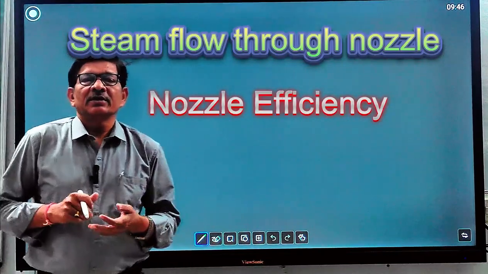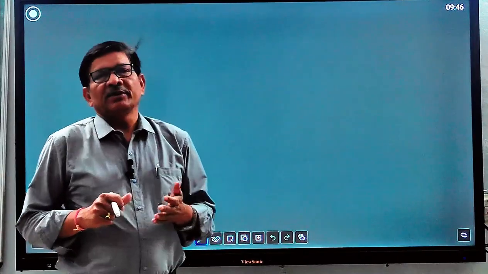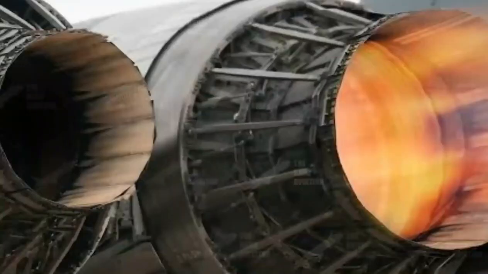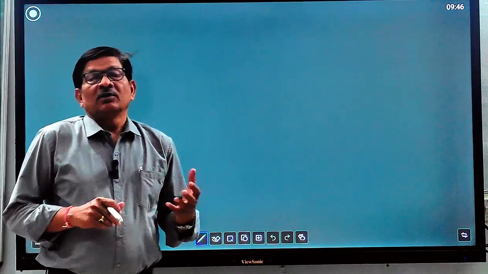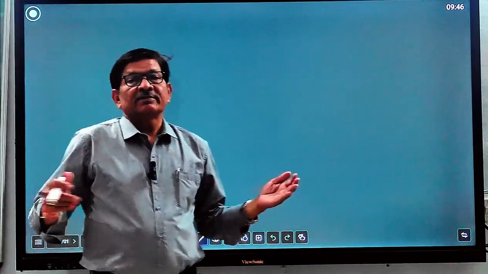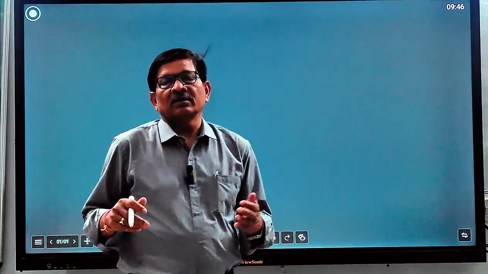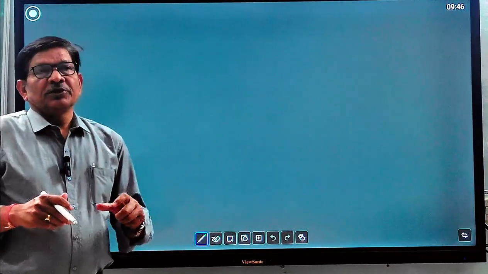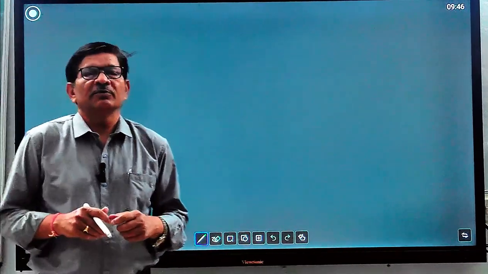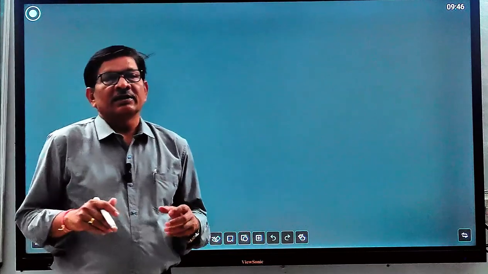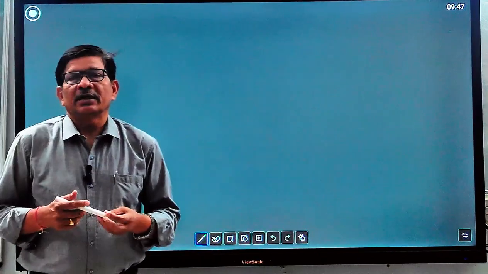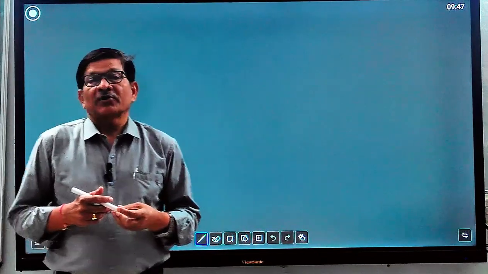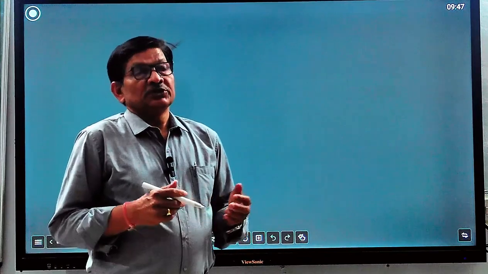Nozzles are a very important component of the steam turbine power plant, and there are so many applications of nozzles and diffusers. You can see them in the jet engine, particularly in steam turbines. In a jet engine there is a nozzle through which very high speed exhaust gases come out, and the engine produces very high power thrust. This thrust is used for propelling the aeroplane, and in spaceships and rockets these nozzles are used everywhere.